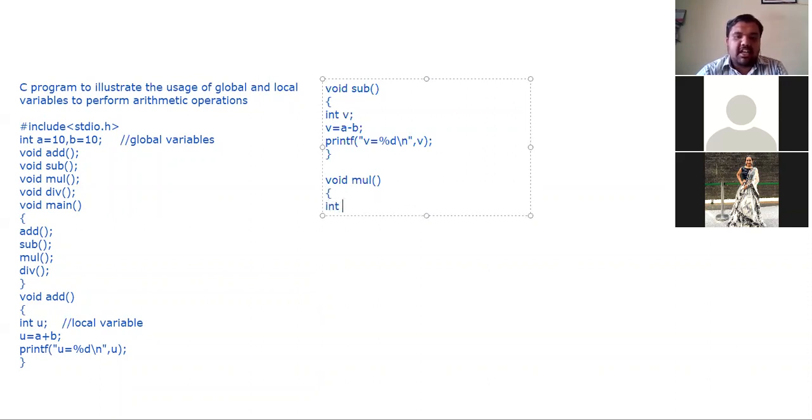Similarly for void multiply, to multiply two numbers. Let us take up one more local variable w. So w is equal to a into b. So printf w is equal to percentage d slash n, comma w.